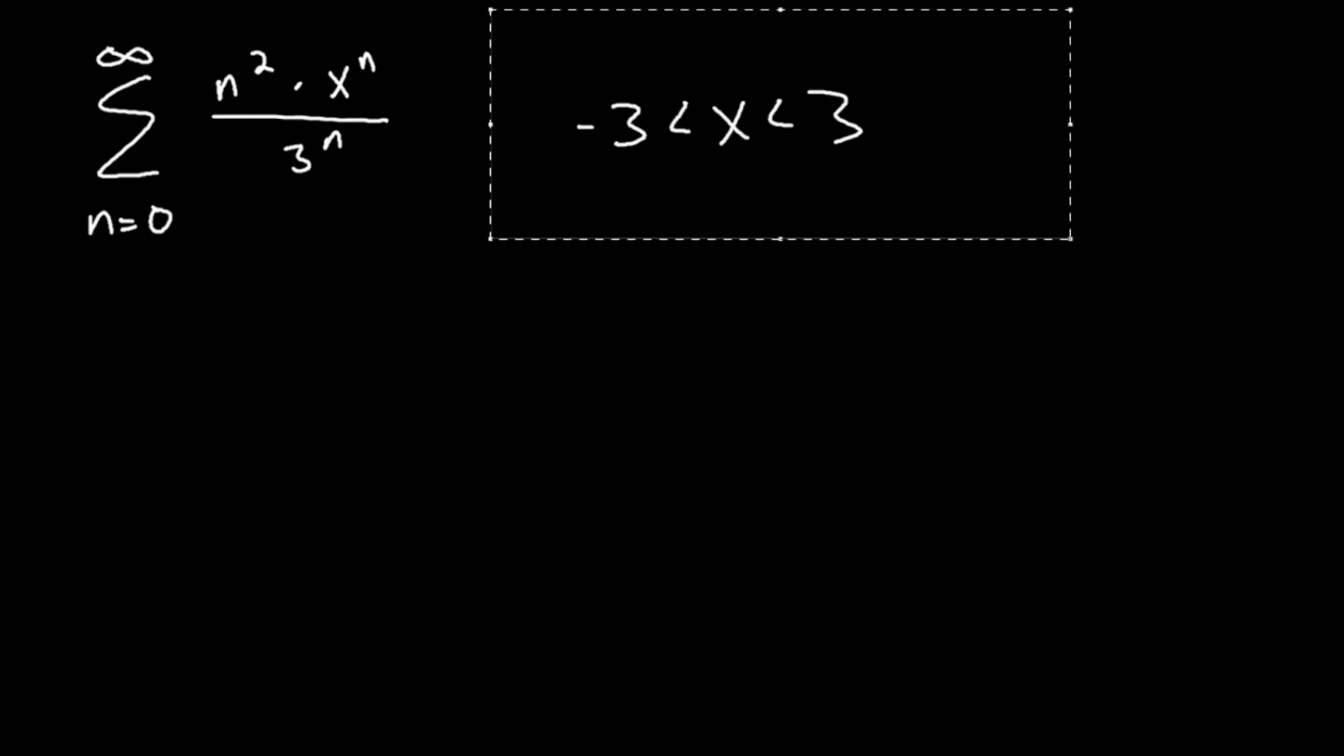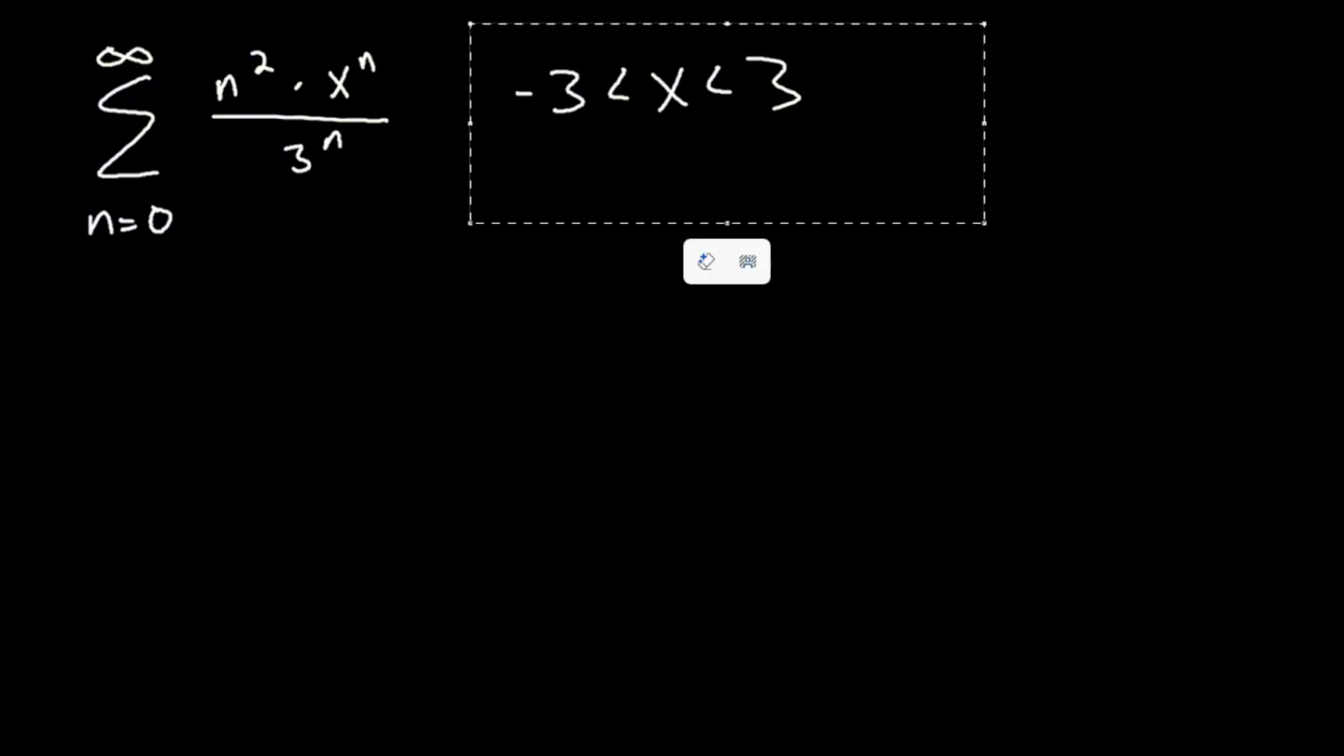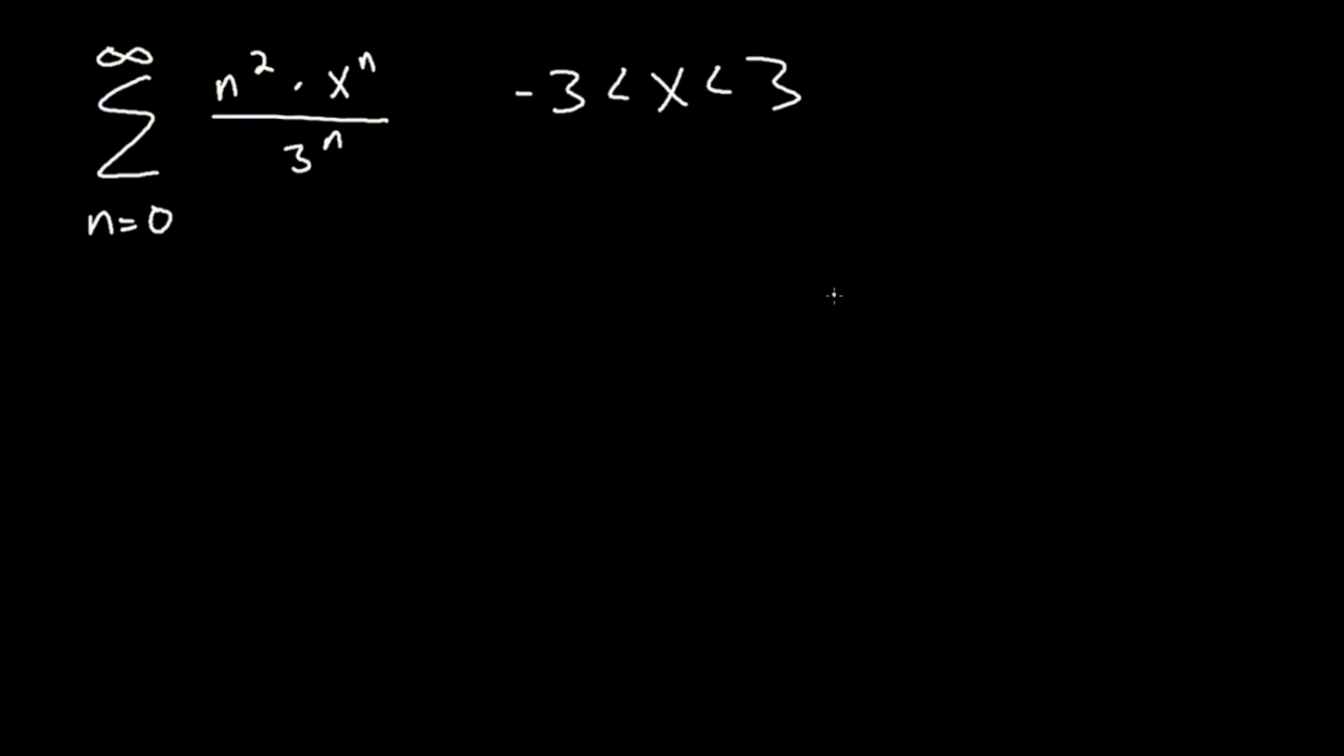All right. So this is our new interval. We need to test whether or not -3 will give us a converging or diverging series. So let's go ahead and plug in -3 and 3 into this. Let's test this out separately. n is equal to 0, n squared times (-3)^n over 3 to the power of n.